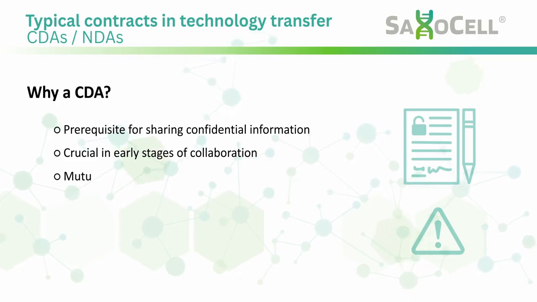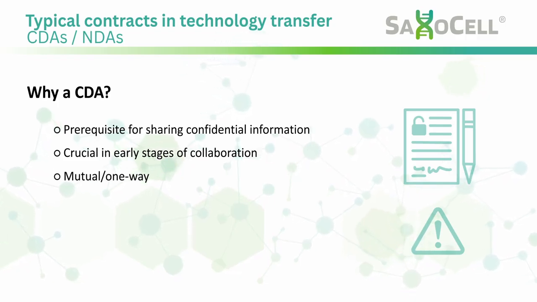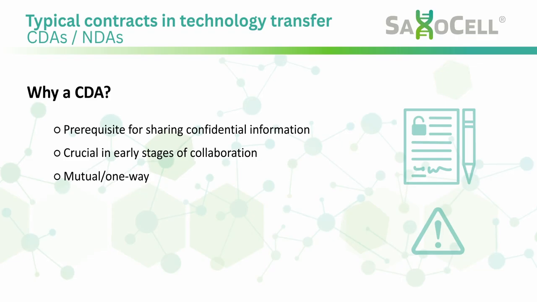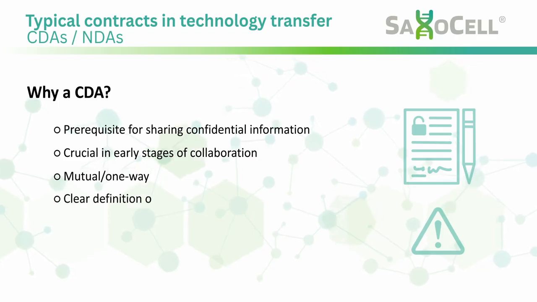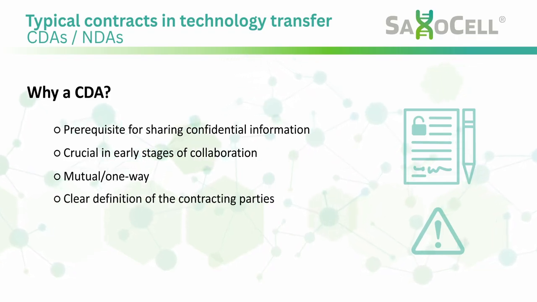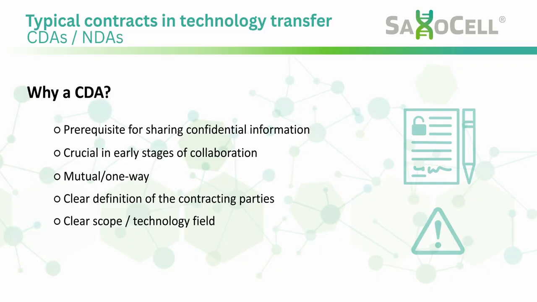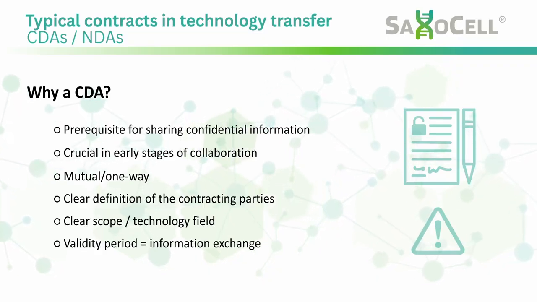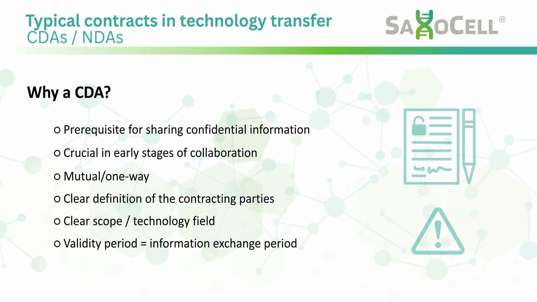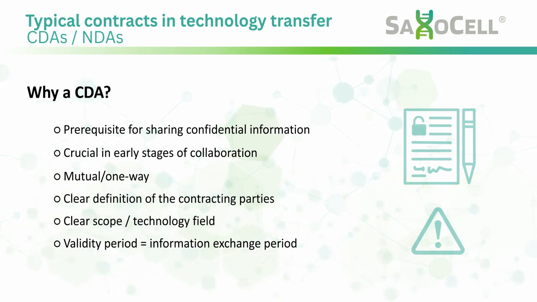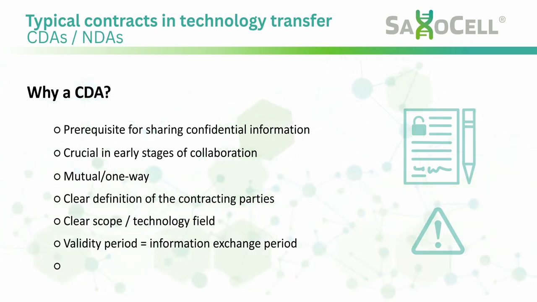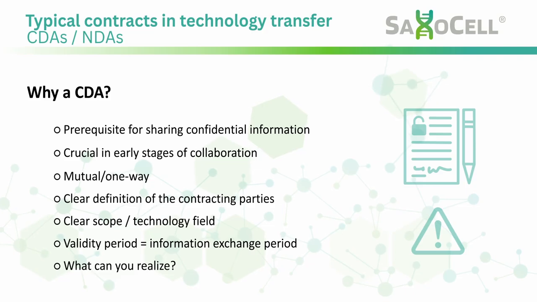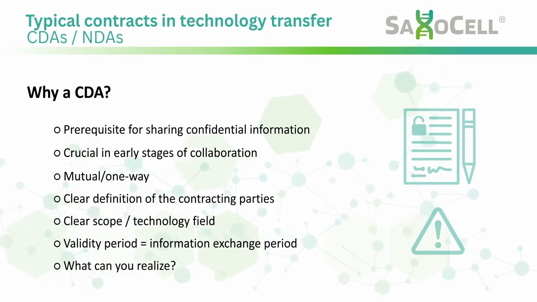CDAs can be one-way or mutual, depending on whether your entity also wants to disclose information. It's crucial that the contract parties and scope are clearly defined, and the confidential information is labeled and documented. Make sure the contract specifies how long information must stay confidential, even after the CDA ends, which is usually after 10 years. And watch out for tricky clauses like destroying copies, which is not feasible for IT backups, for example.